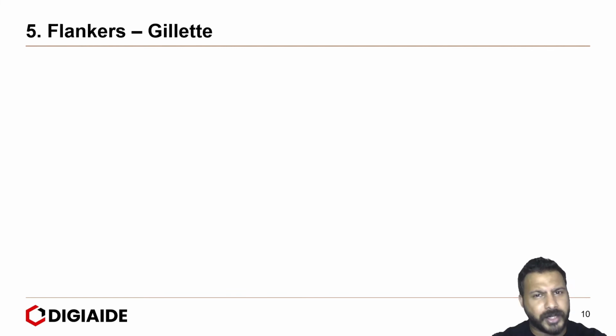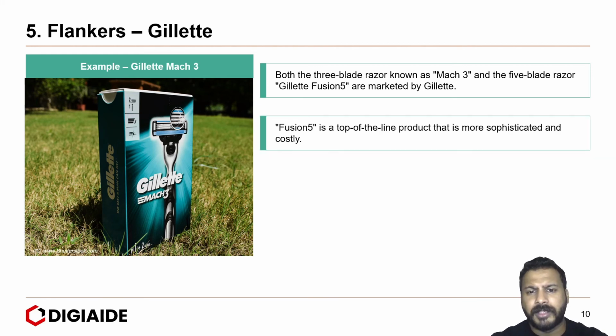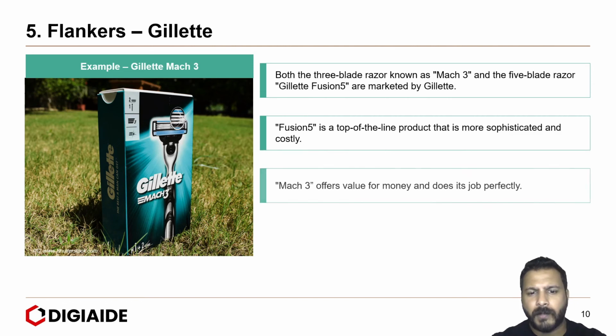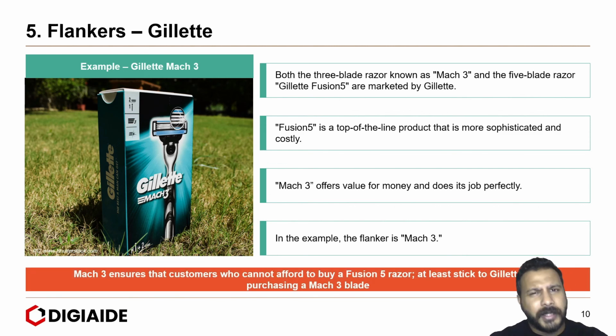Let's see a suitable case study of Gillette. Both the 3-blade razor known as Mark III and the 5-blade razor known as Gillette Fusion 5 are marketed by Gillette. Out of these, Fusion 5 is the top of the line product that is most sophisticated and costly. Mark III, on the other hand, offers value for money and does its job perfectly. In this example, the flanker is Mark III. The rationale is simple. Mark III ensures that customers who cannot afford to buy a Fusion 5 razor at least stick to Gillette by purchasing a more affordable Mark III blade.